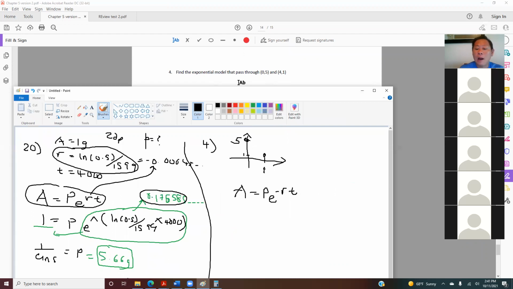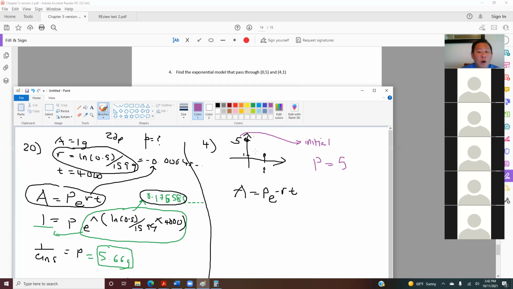All right. The first point (0, 5), which is this one, is what we call your initial point. So that means that your P in this case is 5. Usually when you do this in your homework or your test, they always give you the (0, something). That (0, something) is your initial point where it starts. That's your P. Okay.